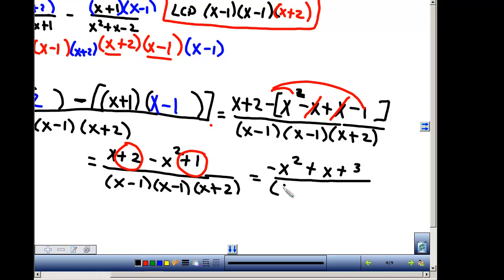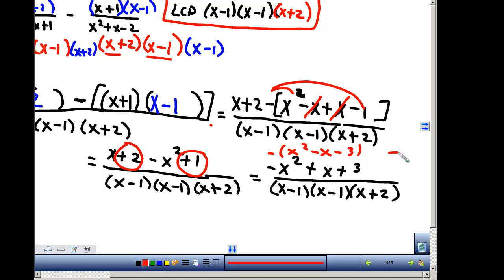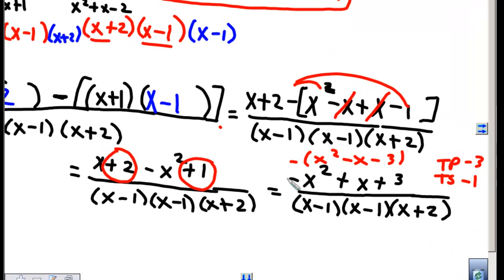All over our denominator. Now the thing to determine is there a target product, target sum that will make this work? And if I pull out a negative sign, I end up with x squared minus x minus 3. If my target product is negative 3 and the target sum is negative 1, which it is, there's no other factors. This is my answer.